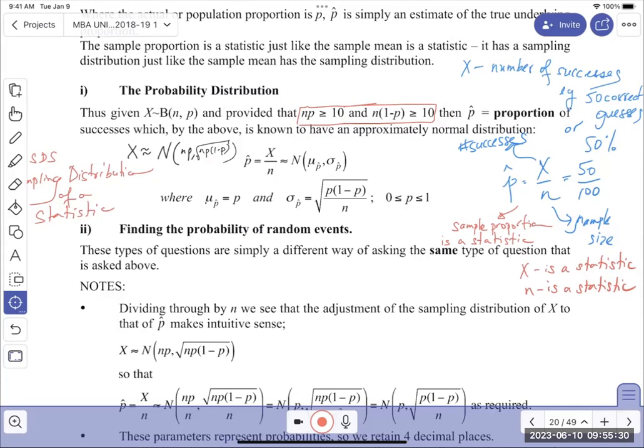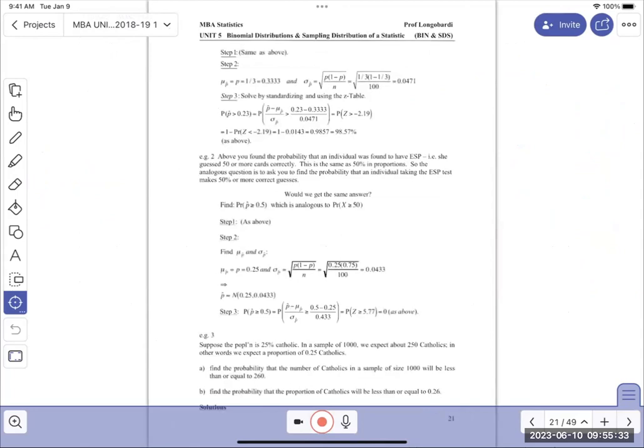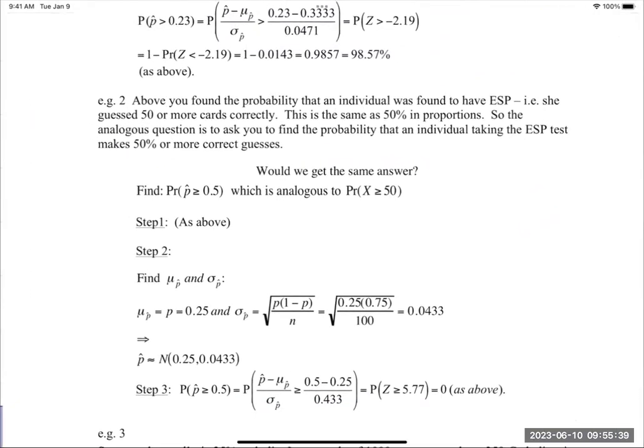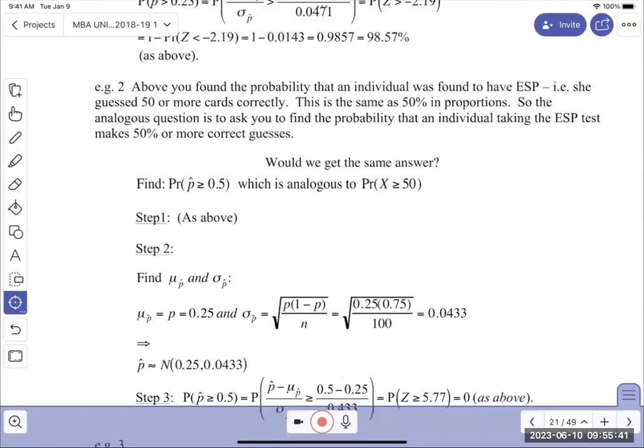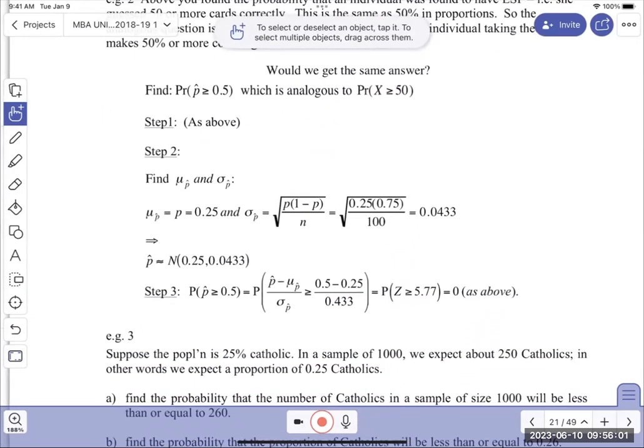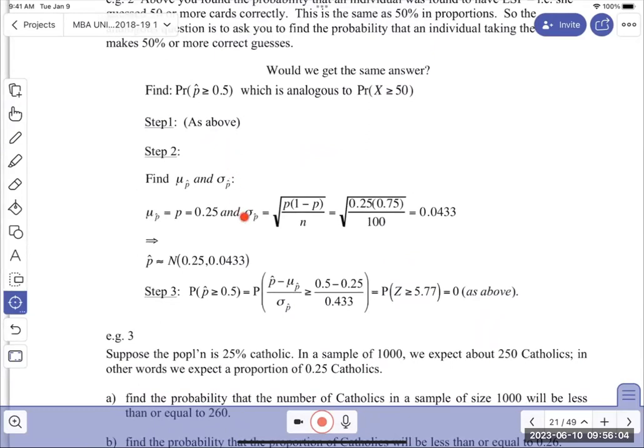and I can make predictions of what to expect in the sample. So I have some questions here, and I say, okay, so again, back to the ESP example, rather than asking about what's the chance that 50 out of 100 correct guesses or more are made, what's the chance of that happening? Well, I'm going to ask instead, what's the probability that the proportion is more than 50%? It's essentially the same question. And I go through the same sort of steps. I calculate the mean for the p hat, which is just p.